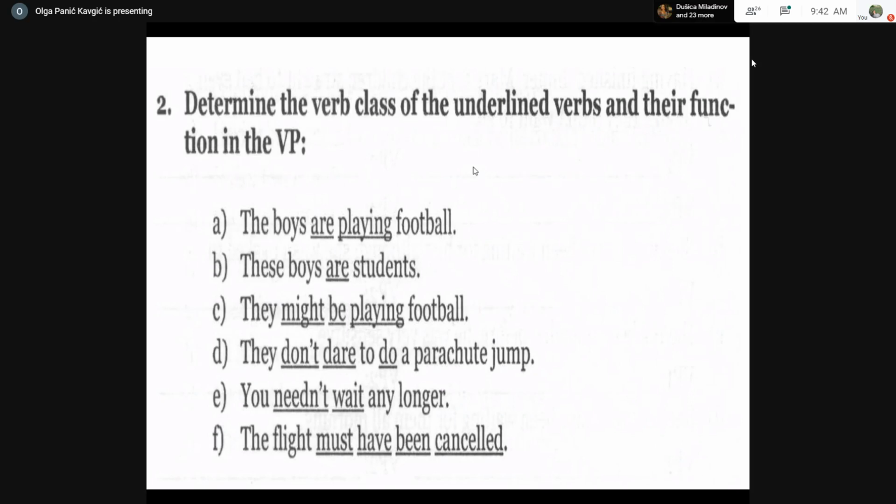So Tamara, if you look at the first one, the boys are playing football. So what is are? I believe it's primary auxiliary. Very good. In this case, functioning as an operator. You see, because this is the only auxiliary, so it has to be the operator. Primary auxiliary operator. What's playing? Lexical verb and head of this VP. So head of the phrase, playing, lexical verb. Very good. Thank you.